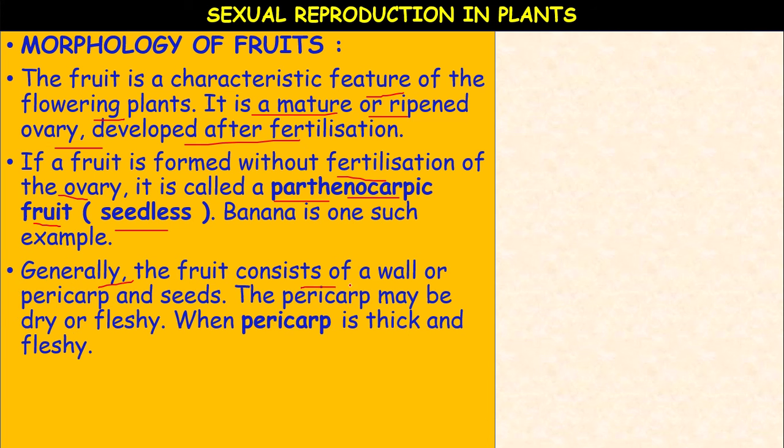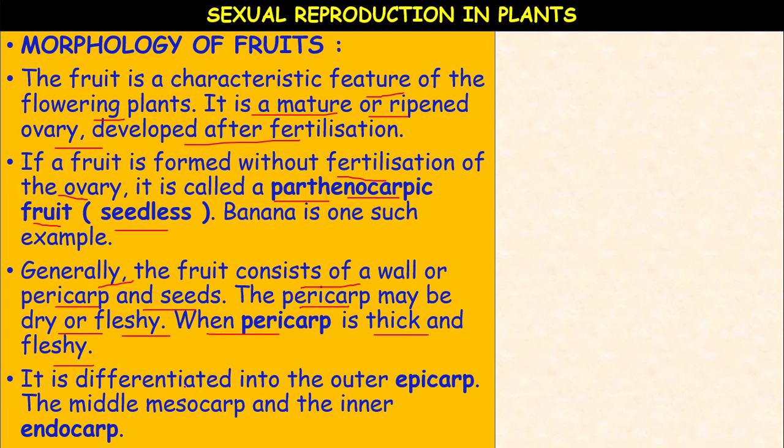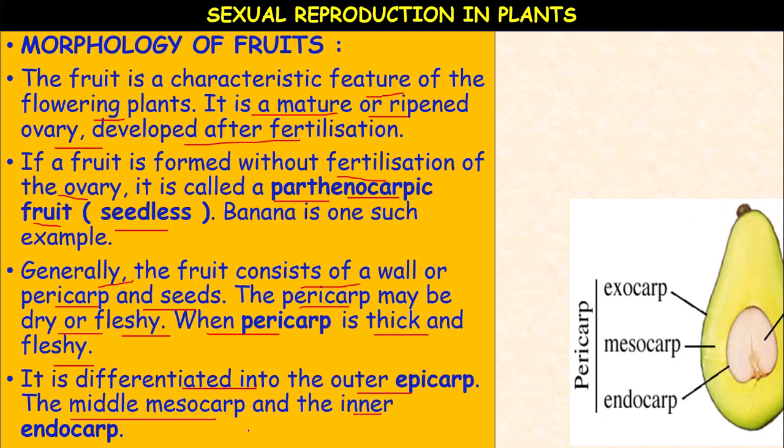Generally the fruit consists of a wall, the pericarp, and seeds. The pericarp may be dry or fleshy. When the pericarp is thick and fleshy, it is differentiated into the outer epicarp, the middle mesocarp and the inner endocarp. Pericarp is equal to epicarp plus mesocarp plus endocarp.